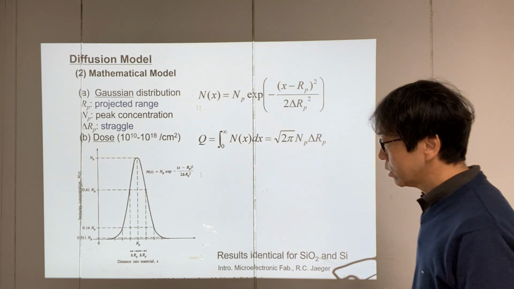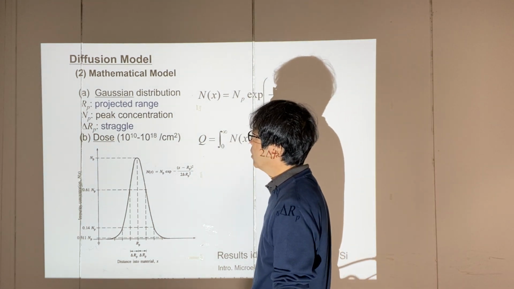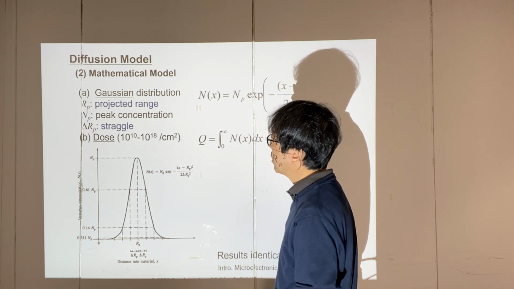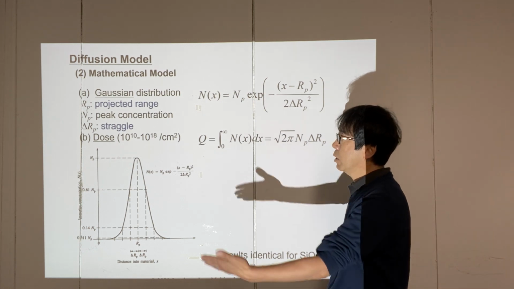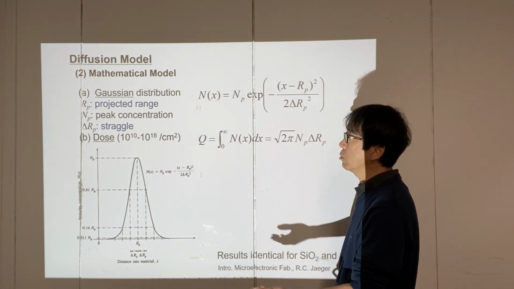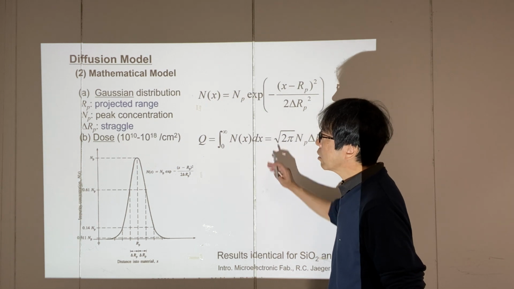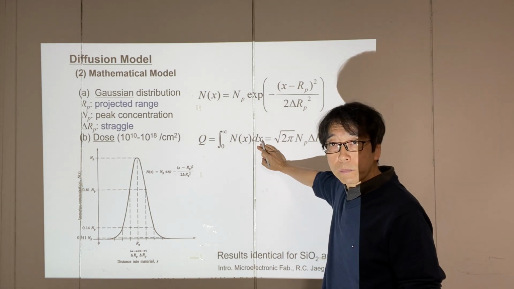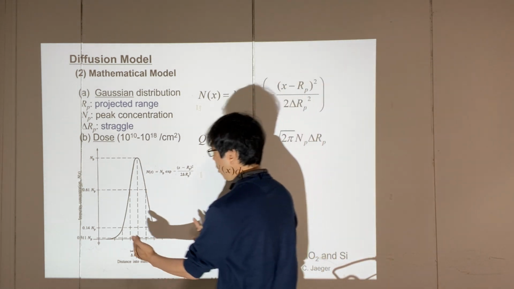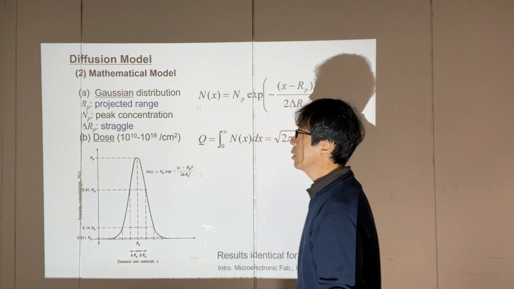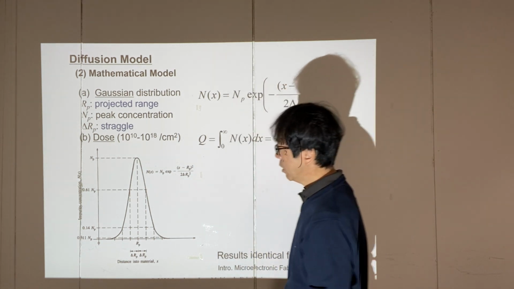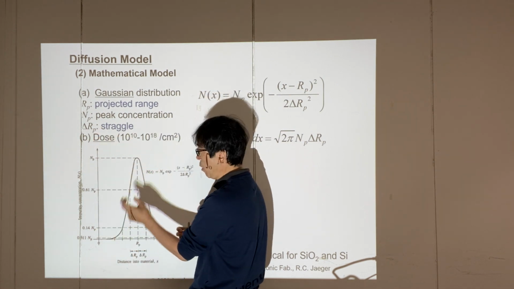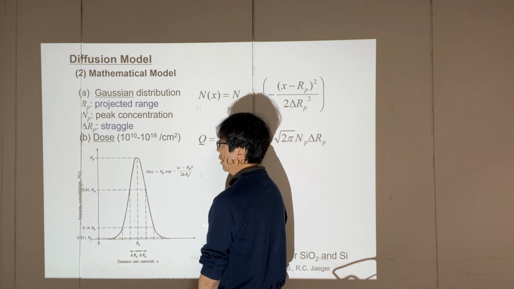And in the semiconductor business, we use special names for this. RP is called the projected range. It's the projected range indeed, the mean value of this doping. NP is the peak concentration at the projected range. And delta RP is the straggle, the deviation, how broad this doping actually is. If you have a very large value of delta RP, your Gaussian distribution is broad. On the other hand, if this is small, then you have a very sharp distribution.